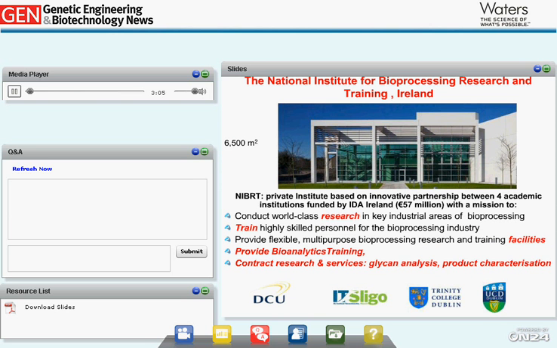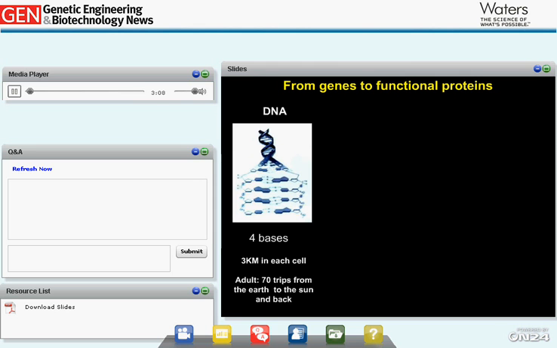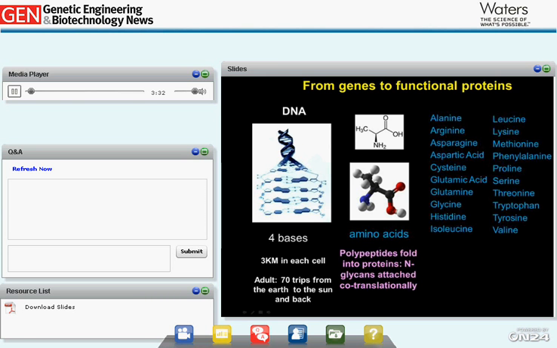So just to fill you in with a bit of background, everyone knows about DNA. It's made up of 4 bases. Although it's a huge molecule, 3 kilometers in each cell, and each adult has enough DNA for 70 trips from the Earth to the Sun and back, nevertheless this is a linear molecule and it's relatively straightforward to sequence. Likewise, amino acids, which the DNA codes for, are also linear structures. They're made up of polypeptides which fold into proteins.